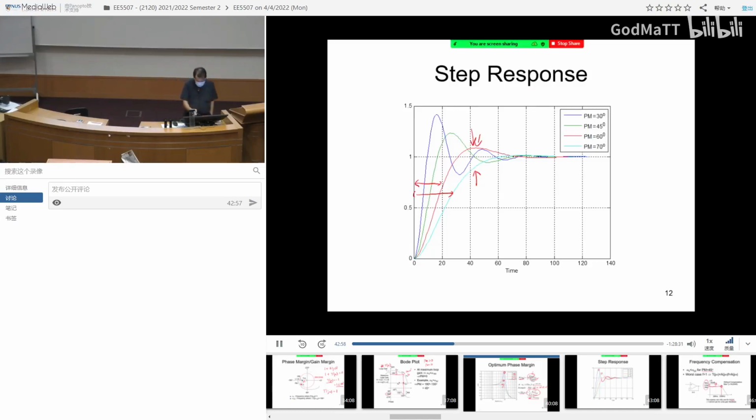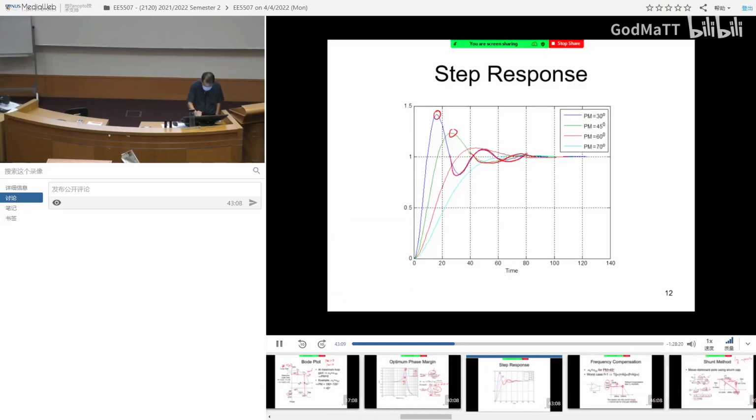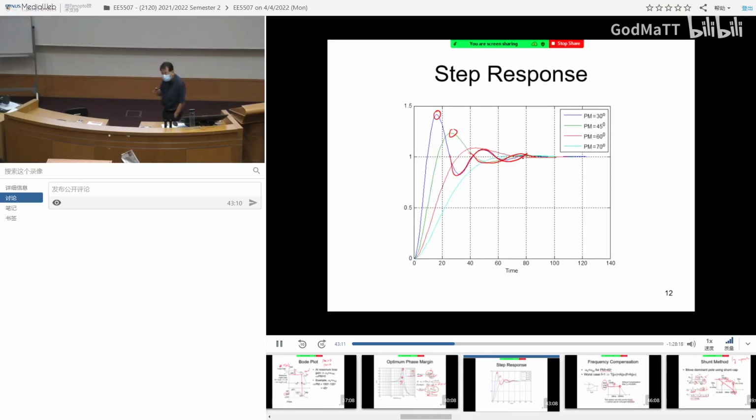But if you go further, 45 degrees and 30 degrees, not only do you have peaking, you also have ringing. Can you see that this one is actually oscillating? The blue one is even worse, oscillating. The system is stable because you can see the oscillation die down. But we always want to avoid this kind of situation.